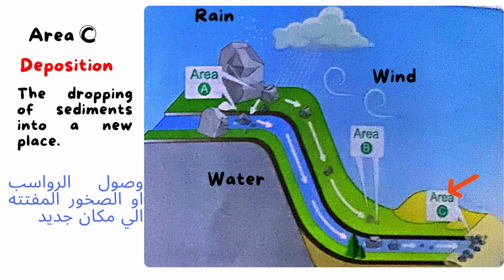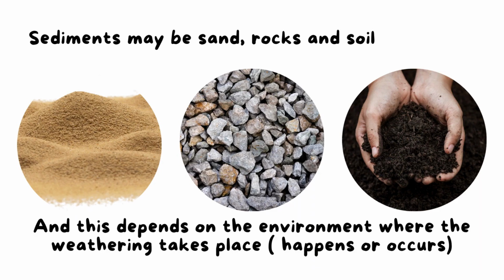Okay, we mentioned small particles or sediments. What are sediments? Sediments may be sand, rocks, or soil, okay? And all of them are small particles that are broken from larger rock, yes? So here, sediments like sand, small rocks, or soil. And this depends on the environment where the weathering takes place.